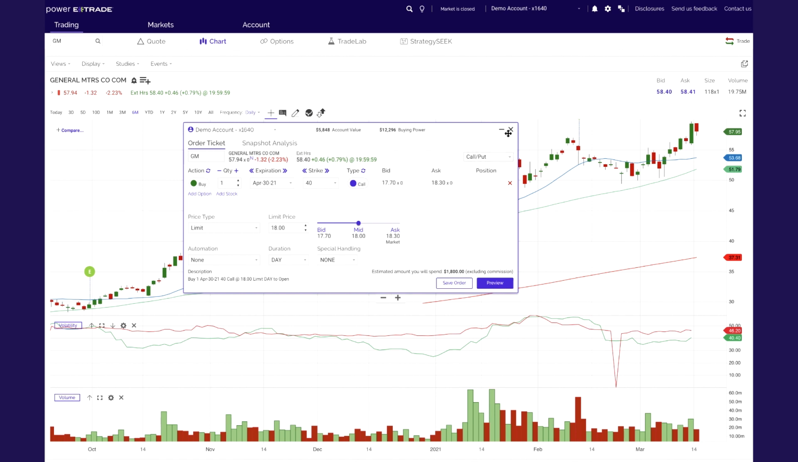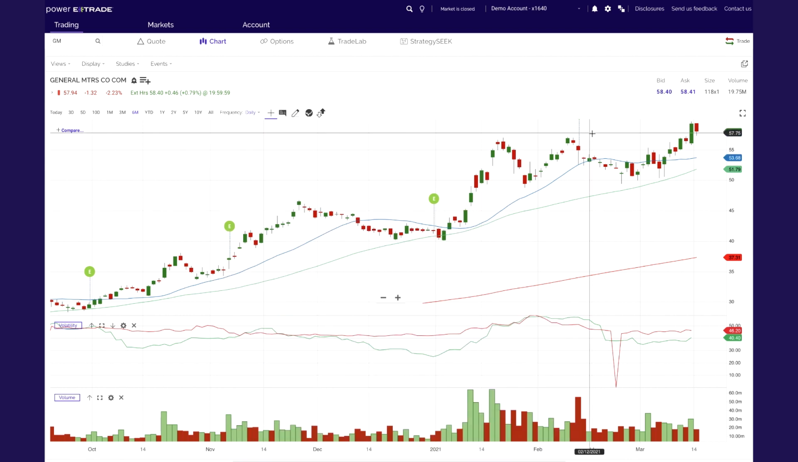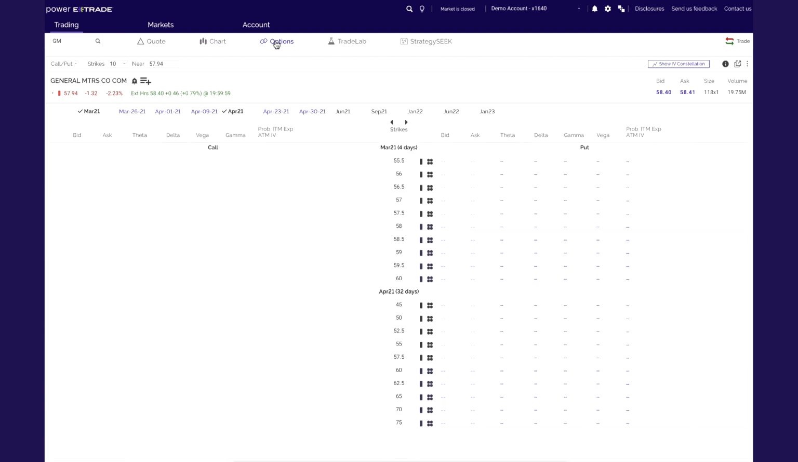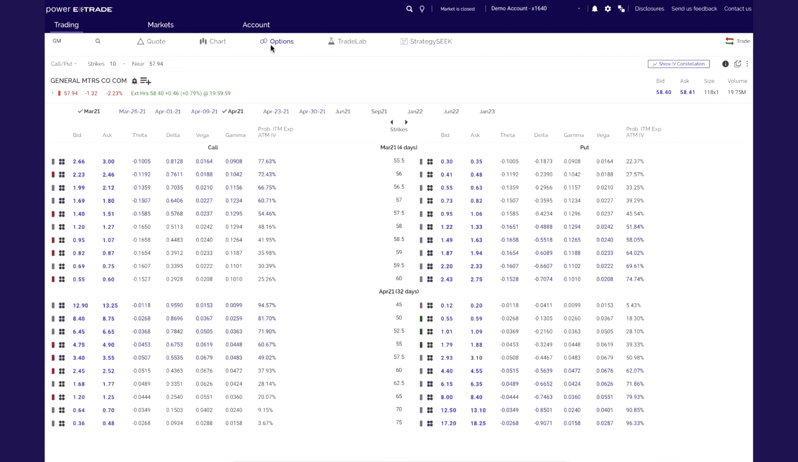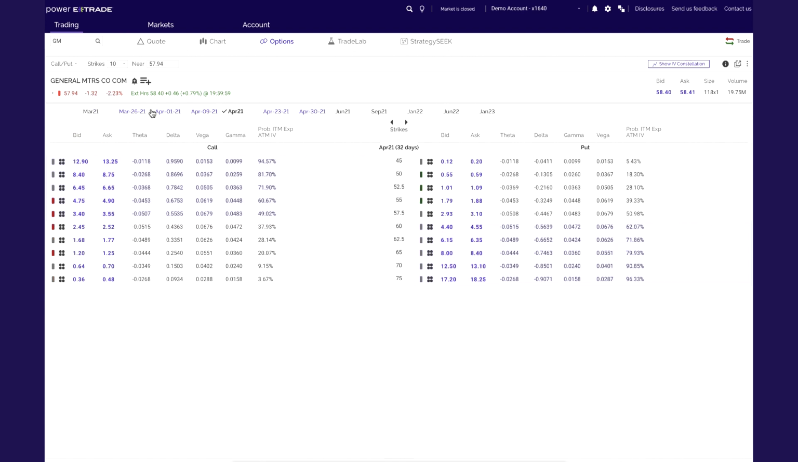So once I've determined from my chart what I'm thinking about doing, what my opinion is as far as what the move is going to be, I've taken my notes. Instead of placing it on an order ticket there, I'm going to take the shortcut and I'm going over here to options. And let me remove these.